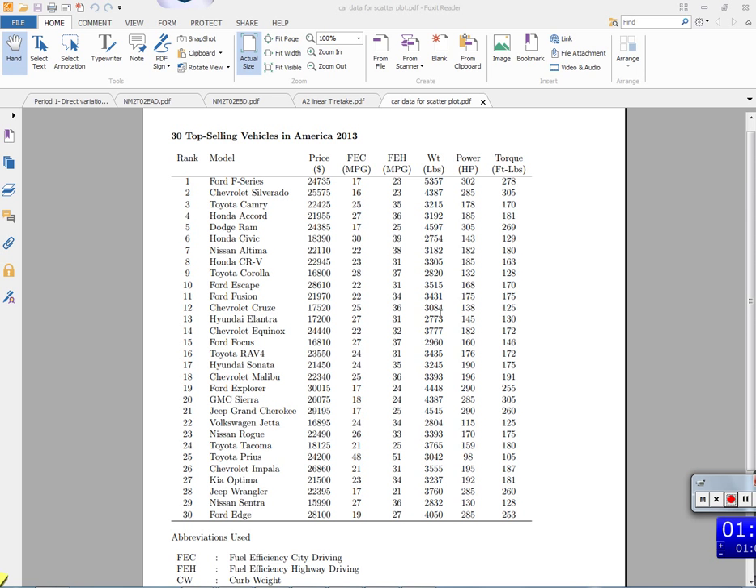How about some things that probably aren't very related? Price and torque. Yeah, you could have a lot of torque in this really crummy car that has a lot of power, but it doesn't have a lot of other things, so it's not very expensive. Yeah, so it seems like maybe those things are not very related.